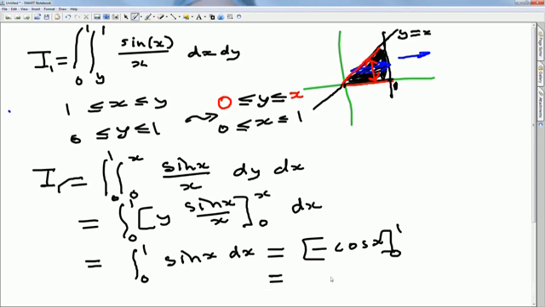Plug in 0, you're getting cos 0, which is 1, so minus minus 1. Plug in 1, you're getting cos of 1. That would be the answer, something along those lines.